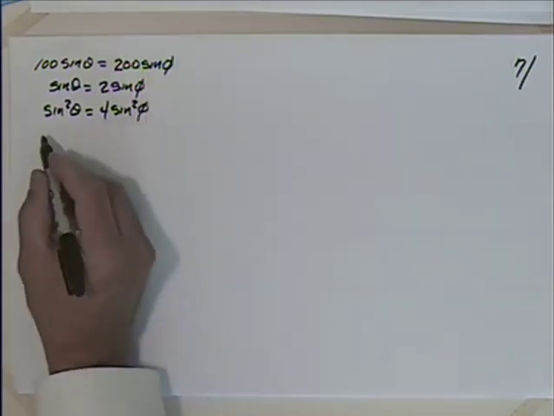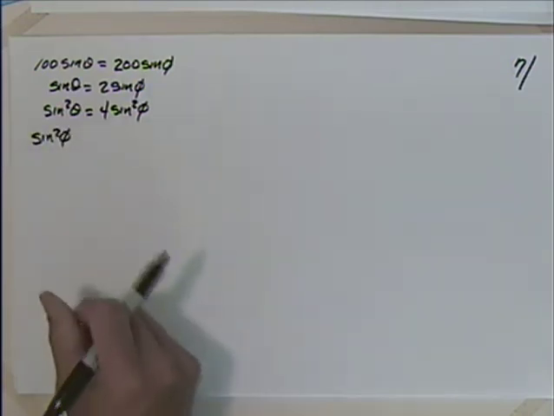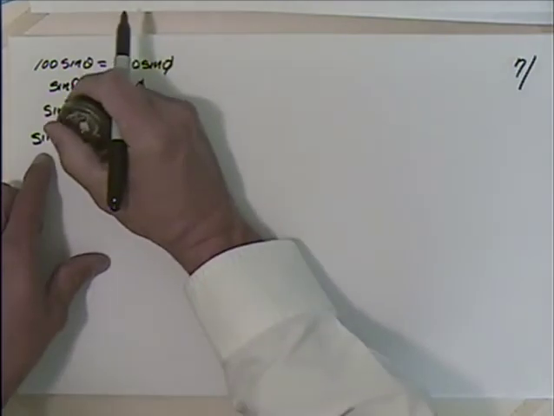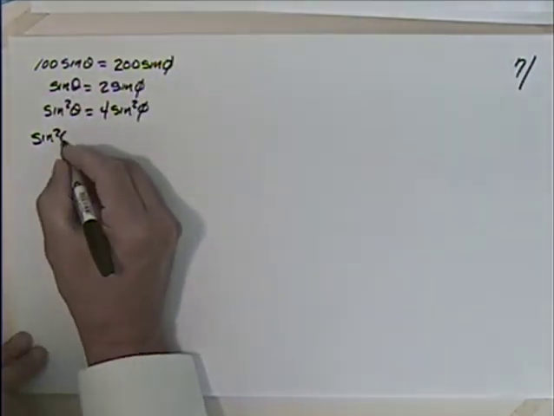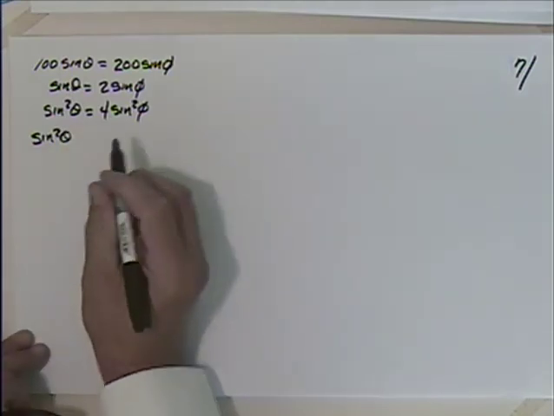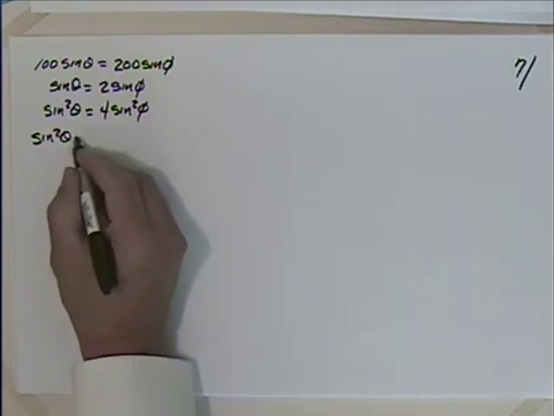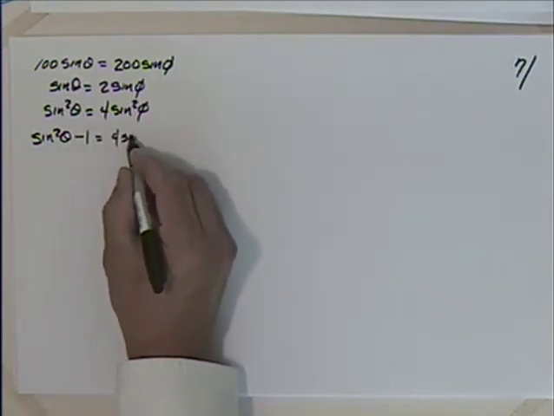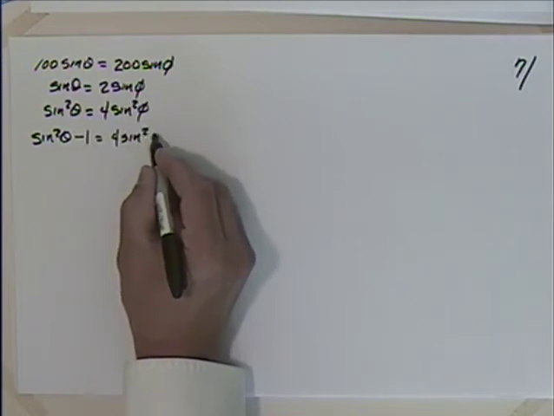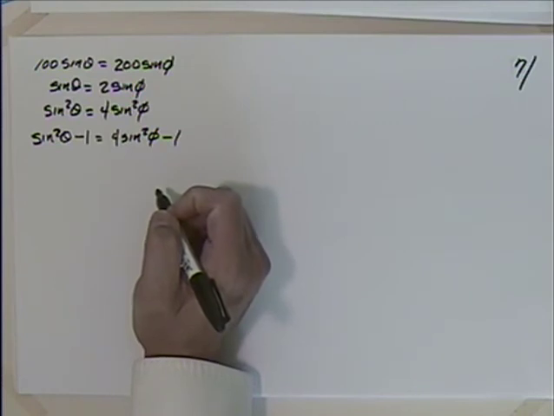And let's see, subtract 1 from both sides. Sine squared theta minus 1, subtracting 1 from both sides, is equal to 4 sine squared phi minus 1, right? Well, what do I do with that?